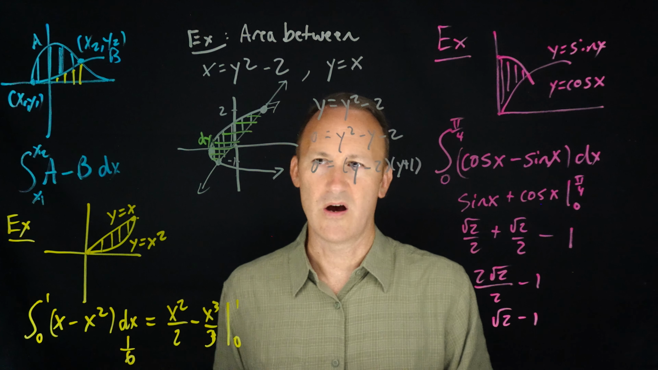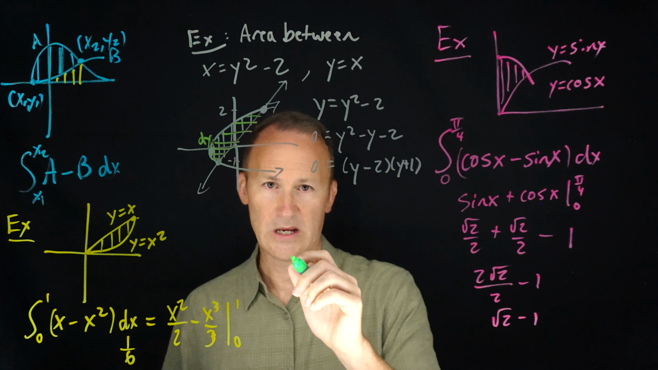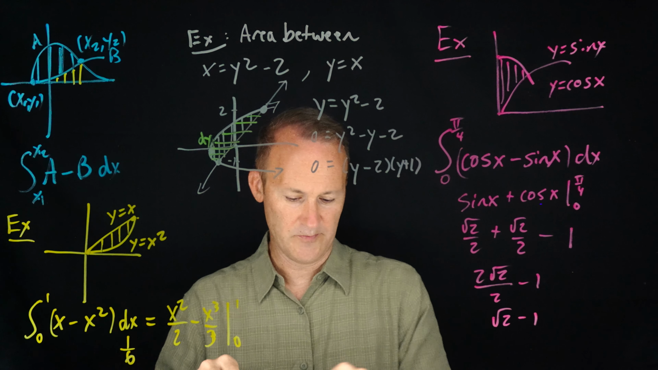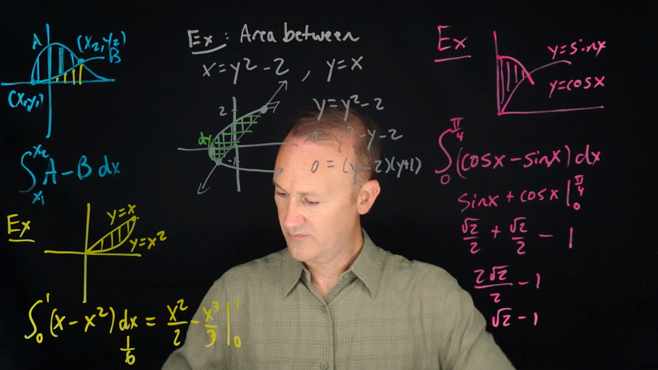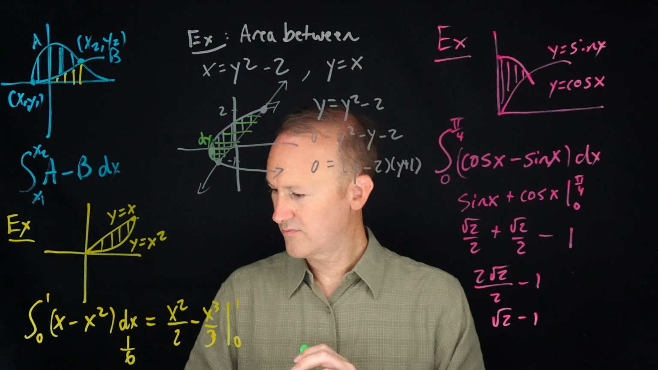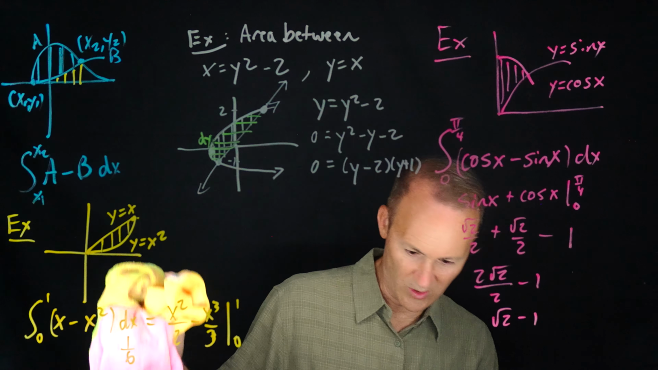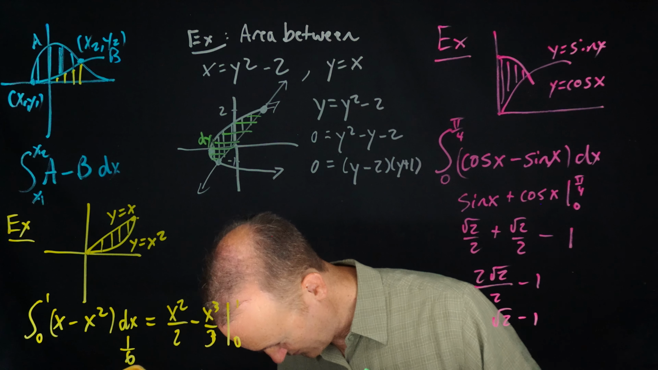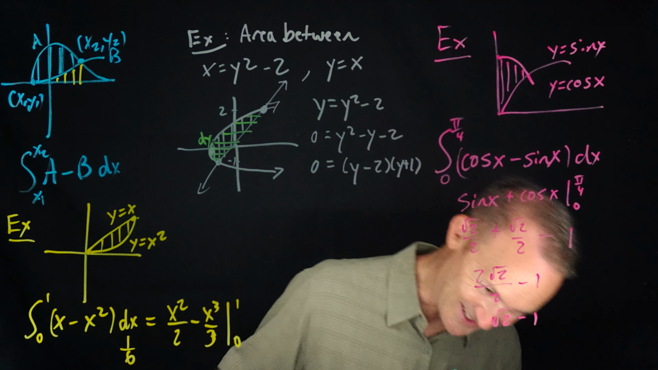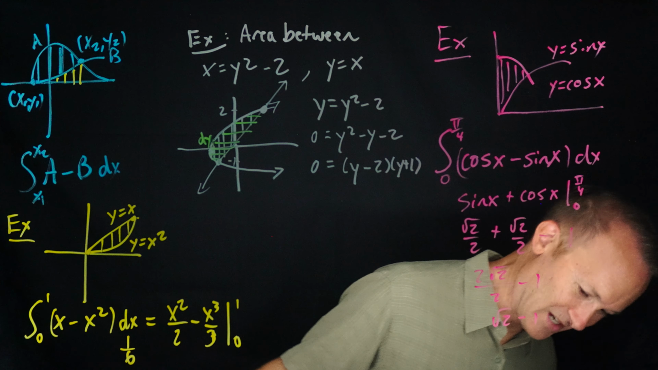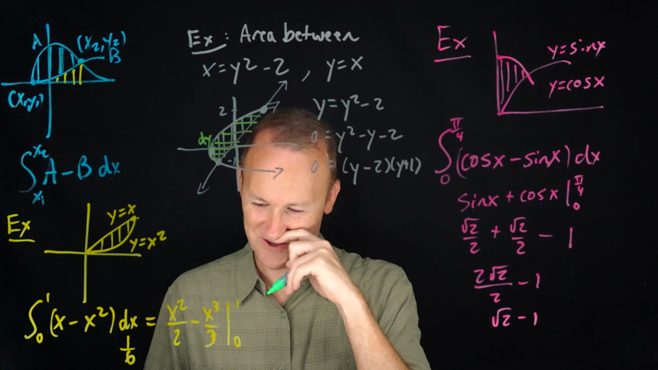Okay, so let's set up the integral and see what we would get here. Where did I put my white marker? That's a little funny. Oh my gosh. I don't actually see it, so let's go with the green.